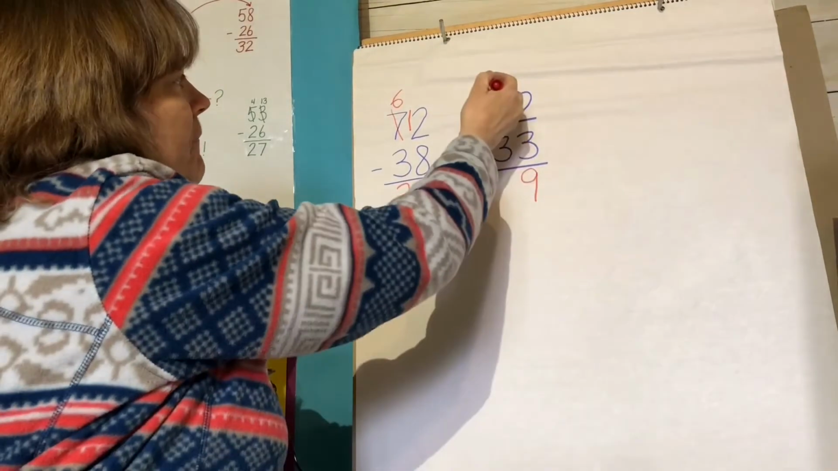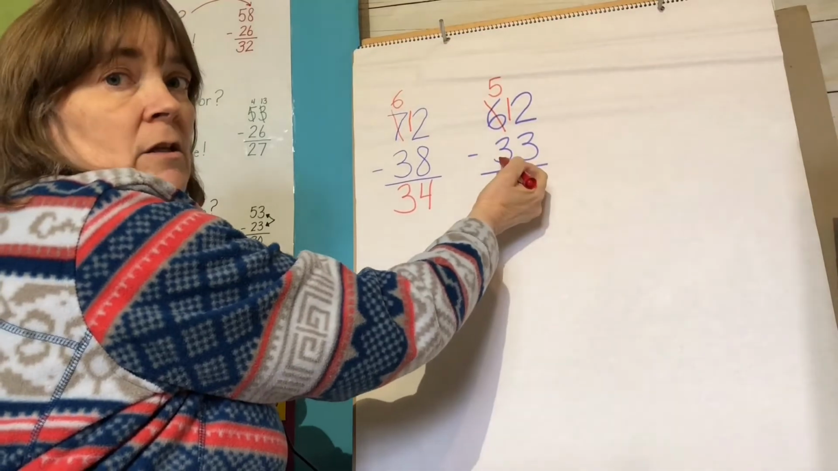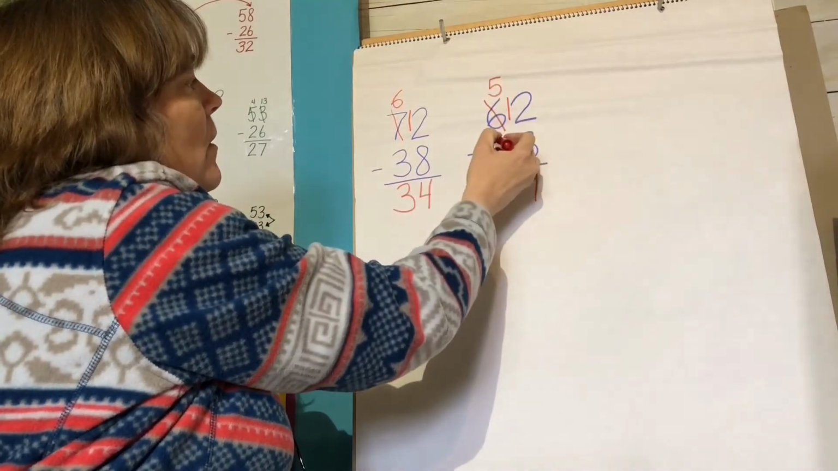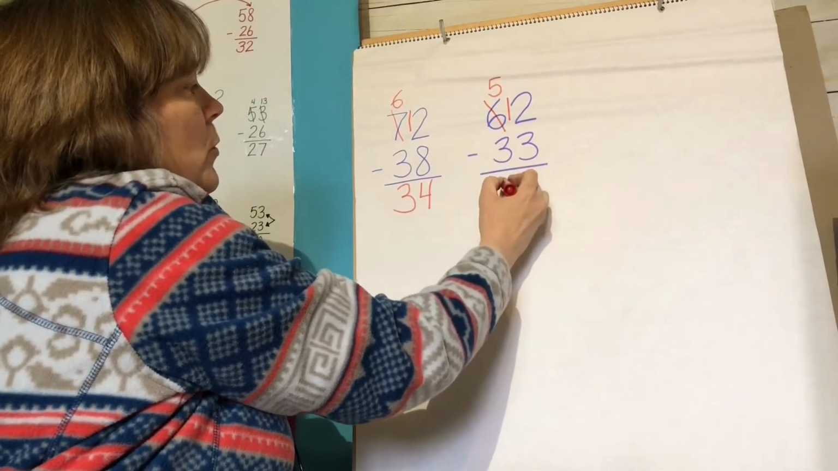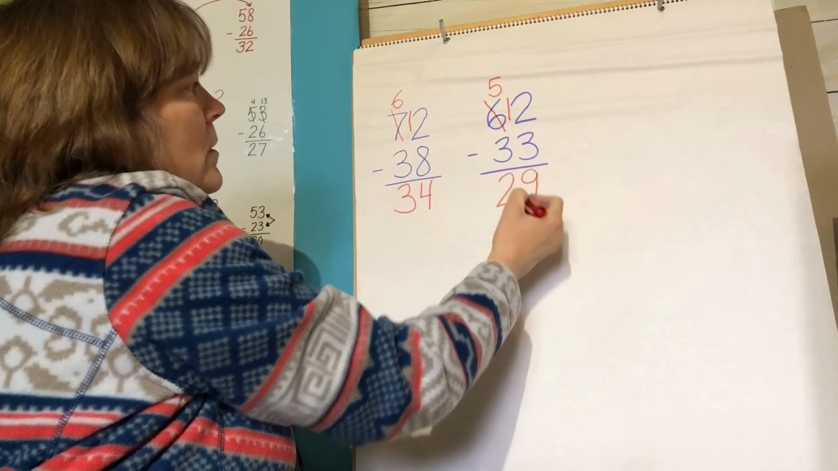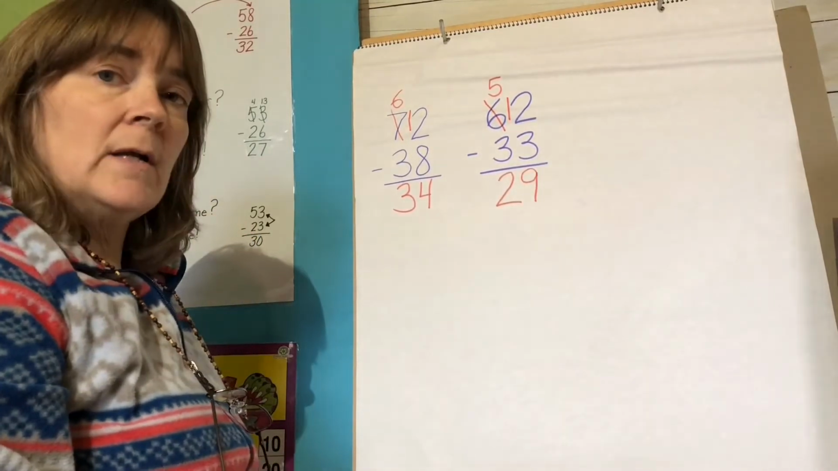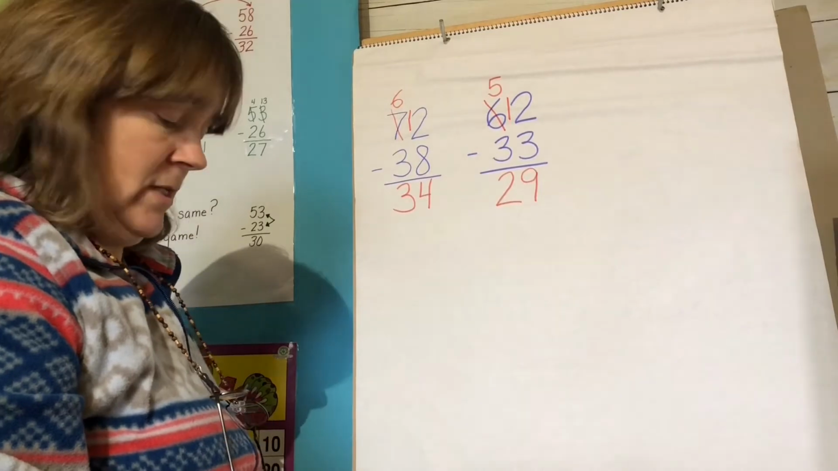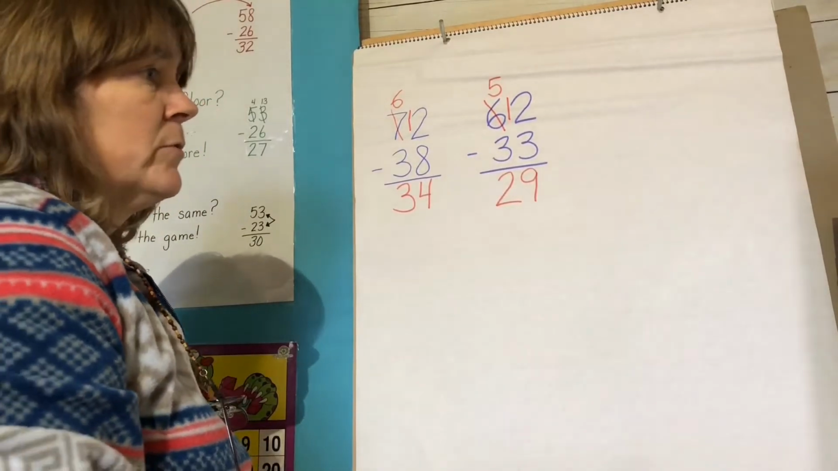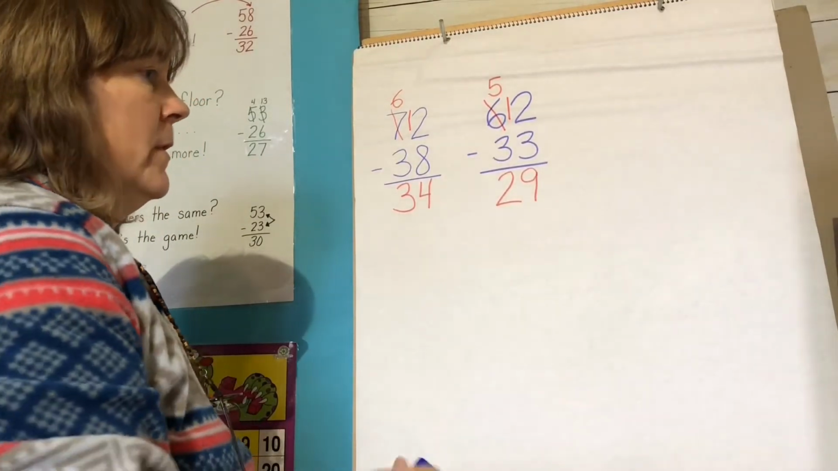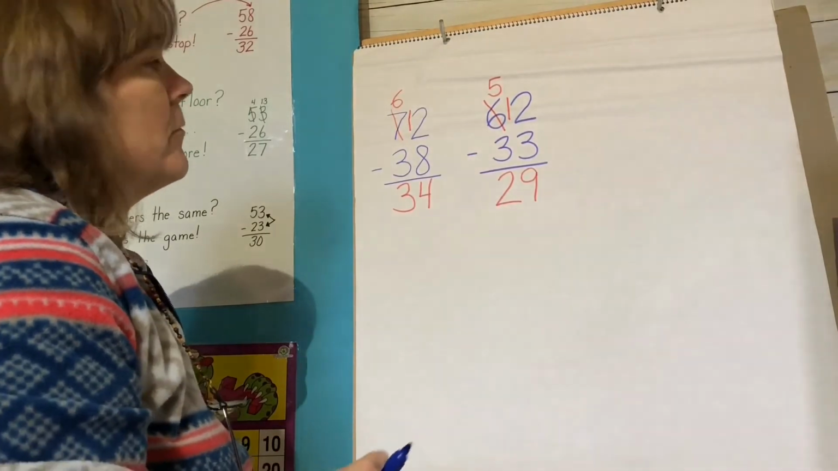And then I have 5 minus 3. And if you forget, you can use those touch dots. 5, 4, 3, 2. So the answer to 62 minus 33 equals 29. Okay, we're doing good with this so far. So let's try another one.